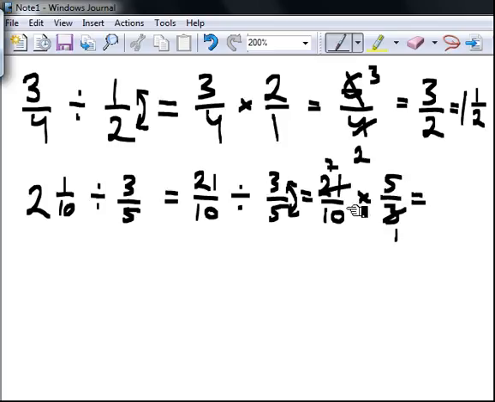Is there a 5 in 10? Yes, of course, 2 times 5. So left is 2, and we're going to cross out the 5 and write 1. So we're left with 7 times 1 is 7, and then 2 times 1, 7/2. And of course we can write this as a mixed number as well.